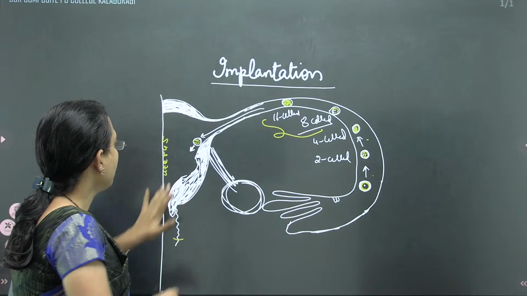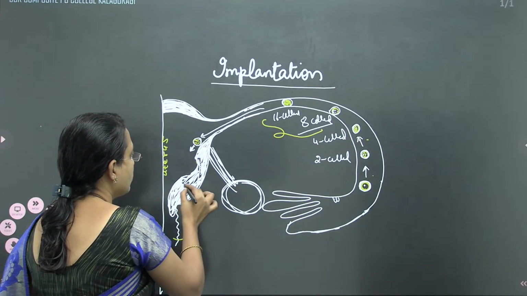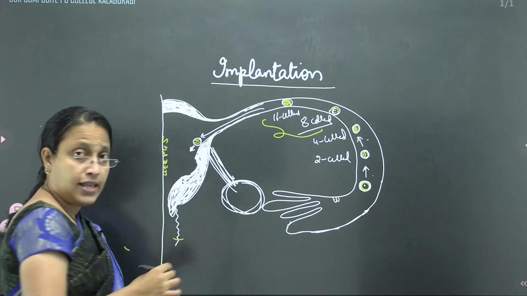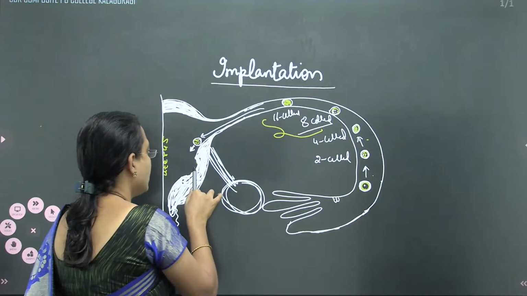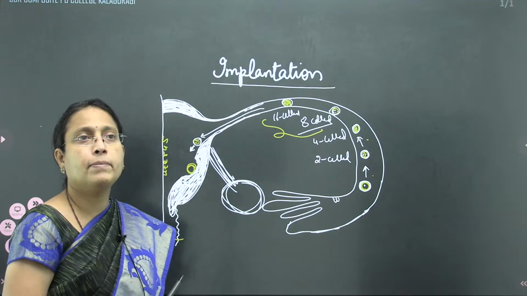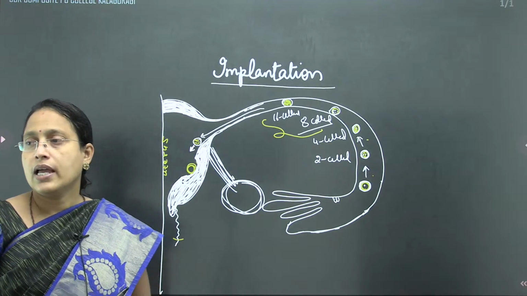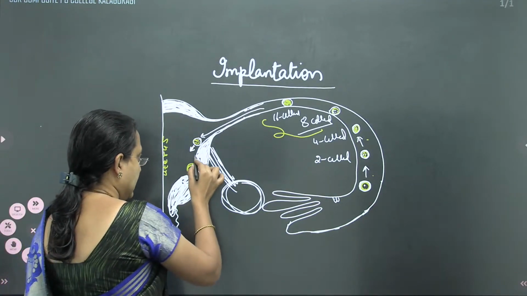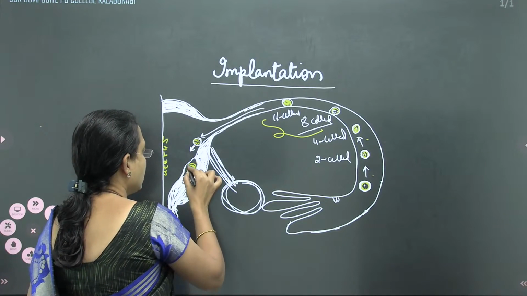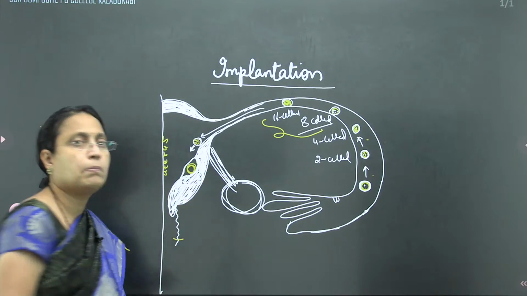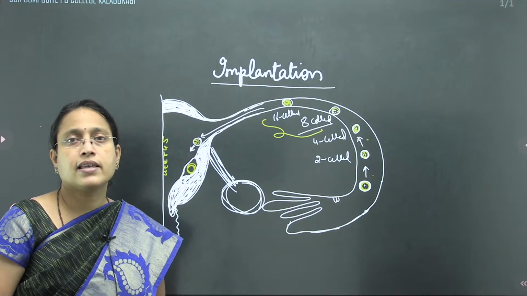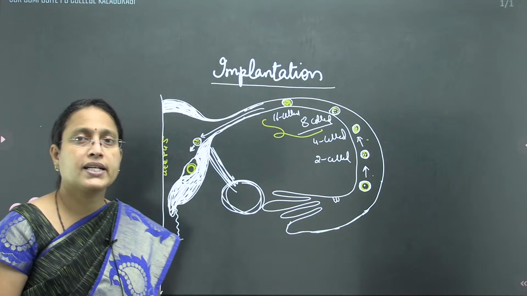What happens is a pit is formed here. It is an edematous pit. Inside that pit, the blastocyst is going to get buried. And then what happens? The cells of the uterus will start covering this buried blastocyst. And thus implantation completes.